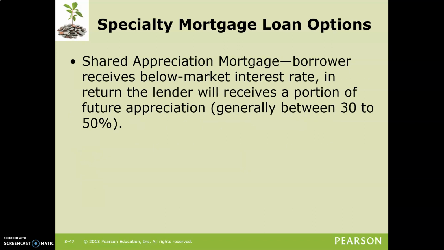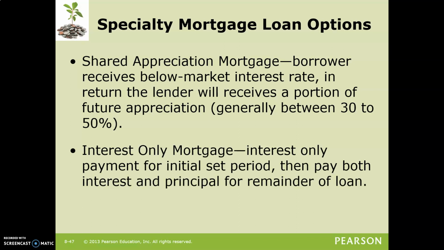Shared appreciation mortgage. The borrowers receive a below market interest rate. In return, the lender receives a portion of future appreciation, usually between 30 to 50% in the value of the home. Thus, if you purchase a 100,000 home with a shared appreciation mortgage that promised the lender 50% of any price appreciation, and 10 years later you sell the home for 180,000, the lender would receive half of that 80,000 appreciation. So you pay low, but then you promise to pay them back after you sell the house.